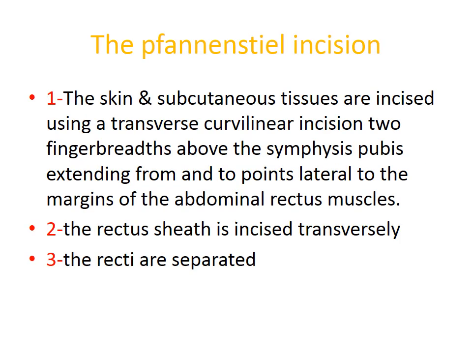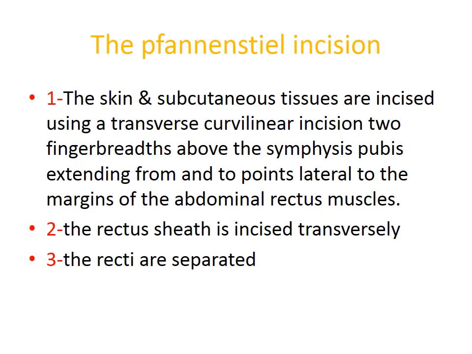Then, after cleansing and toweling of the abdomen, the skin and subcutaneous tissues should be incised using a number of skin incisions. The most commonly practiced one is the Pfannenstiel incision. The Pfannenstiel incision involves incising the skin and the subcutaneous tissue in a transverse curvilinear way that should be started 2 finger breadths above the symphysis pubis and extending from endpoints lateral to the margins of the rectus abdominis muscle.